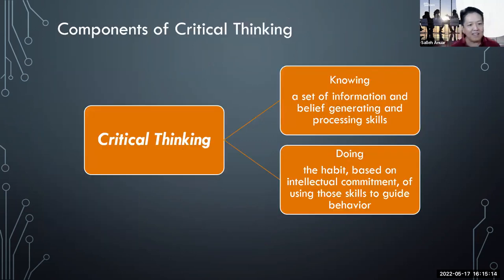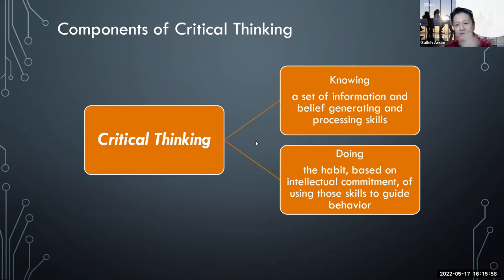Okay, we've talked about why critical thinking is important for KM, and now I would like to break it apart. What are the components of critical thinking? Actually, there are two to it. The first one is about the knowing piece, which is really you have a set of information and you have belief and you generate and you are processing this information, right? Then there's also the doing piece, the habit based on what you are committed to do of using certain skills to guide certain behavior, right? So this is in a nutshell trying to unpack something very complex, but comes as second nature to a lot of us, just for you to take note, the knowing and the doing.